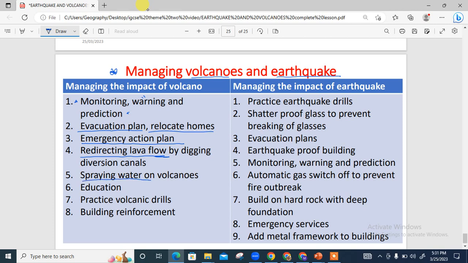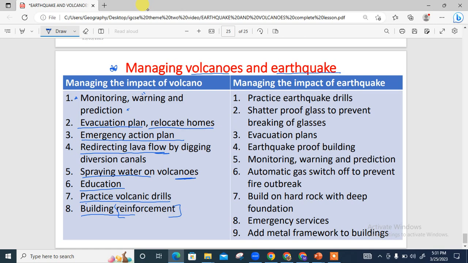Then spraying water on the volcano as it's erupting, so it will make it solidify and cool faster. Another way of management is education of the people. You should practice volcanic drills just like you have fire drills. You should also practice volcanic drills so you know what to do in case of an eruption. Building reinforcement can also help in that process. So that's how you manage volcanoes.